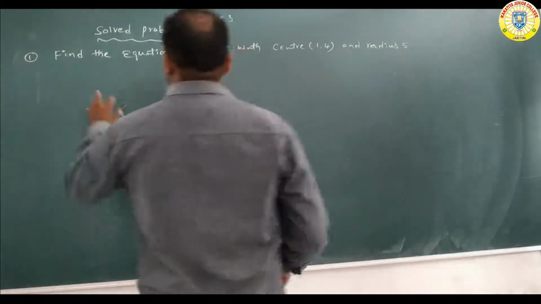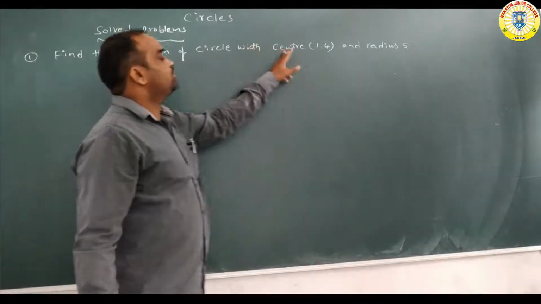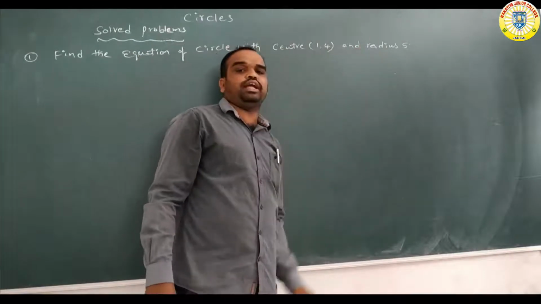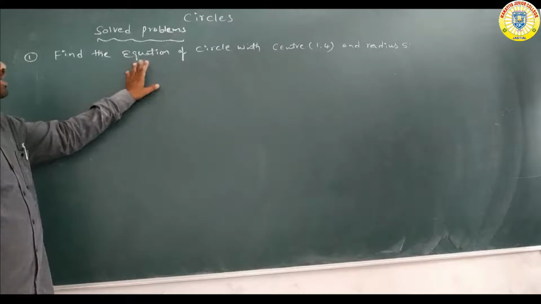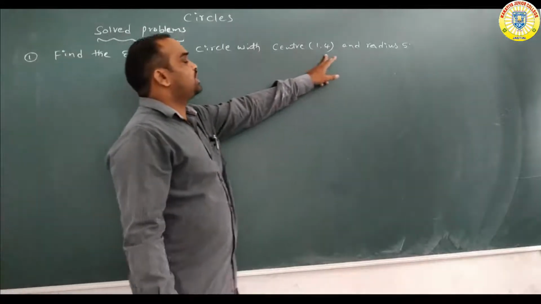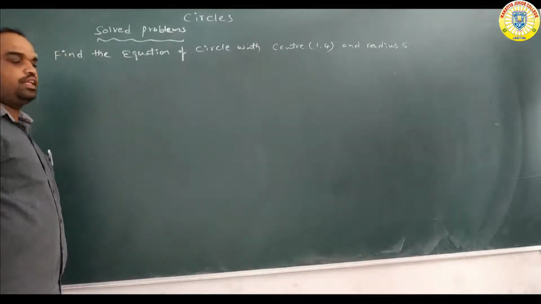So see here, next question. Find the equation of the circle with the center (1,4) and radius 5. Again repeating the question: find the equation of the circle with the center (1,4) and radius 5.